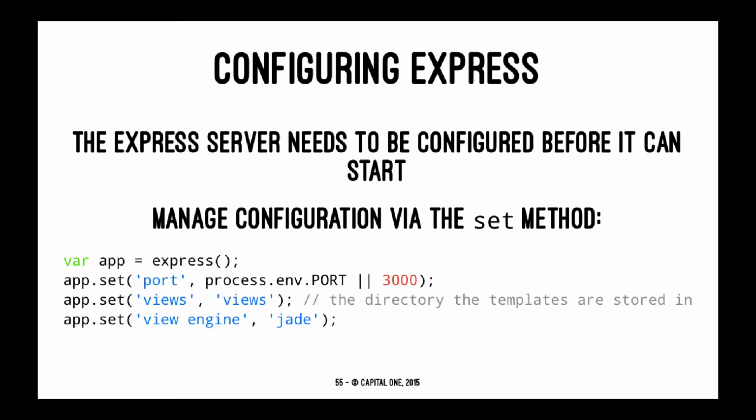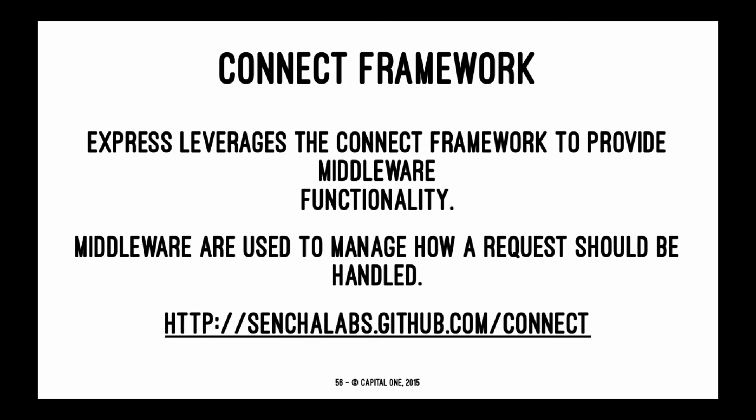The typical Express.js app starts with the configuration. To configure Express.js app, you would use app.set, and then the first argument is the name of the setting, and the second argument is the value. There are some system settings like view and view engine, and there are arbitrary like port.